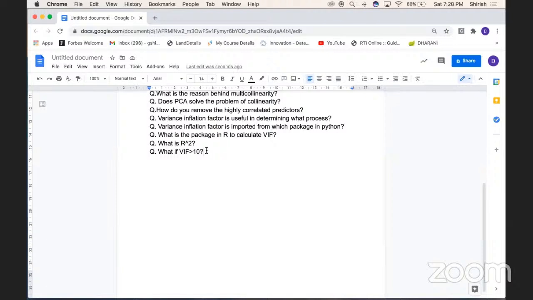Take 6 or 5 inputs, predictors. What happens if all these values become greater than 10? You can't delete all of them, right? What will you do? What should be our approach here? Okay, if one is greater than 10, fine, you'll have to recheck. What if all the predictors are greater than 10?